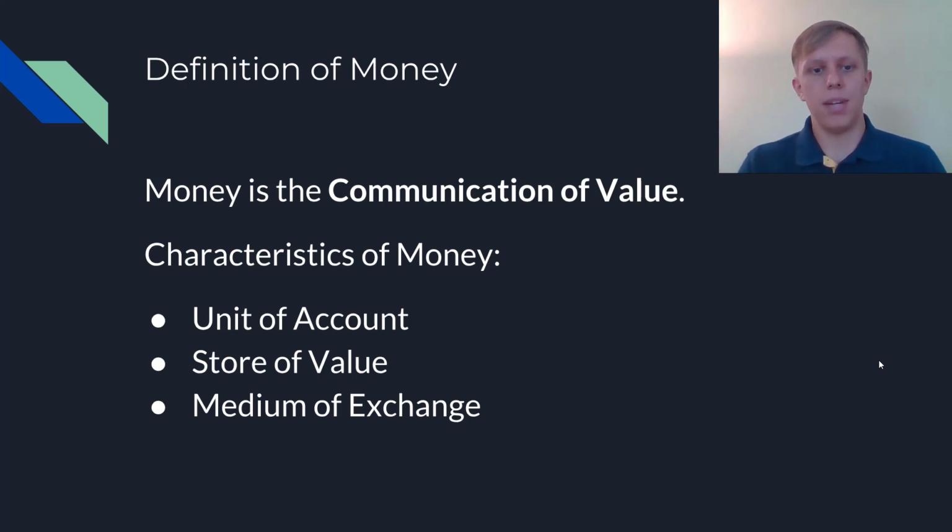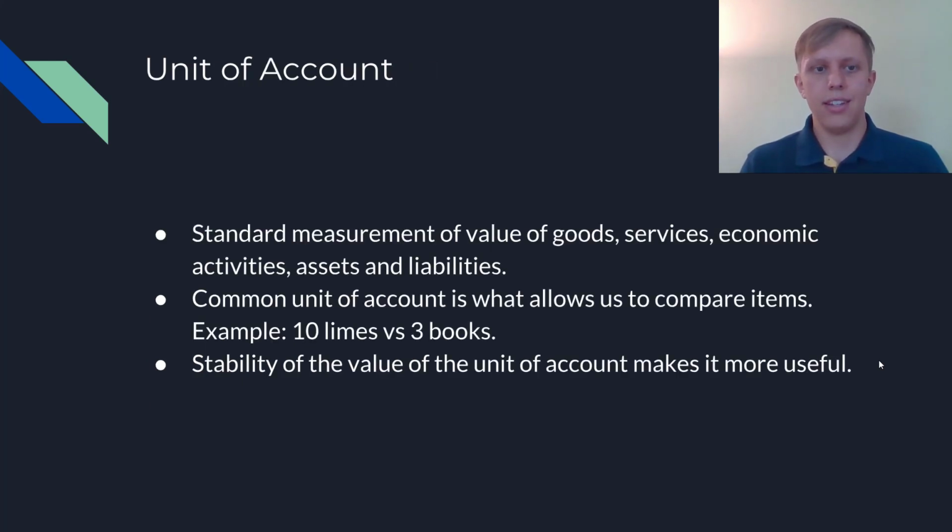Now, some of the characteristics of money include a unit of account, store of value, and a medium of exchange. And medium of exchange is kind of what I was just describing there. A unit of account is a standard measurement of value of goods, services, economic activities, assets, and liabilities. A common unit of account is what allows us to compare items. For example, 10 limes versus 3 books. Name any other good you want to, like a monster truck versus an AR-15. And you see my point. You're able to show how much one thing is worth versus how much another thing is worth.